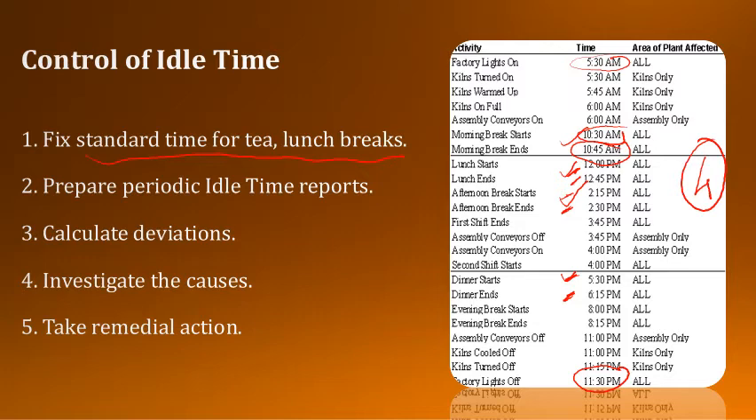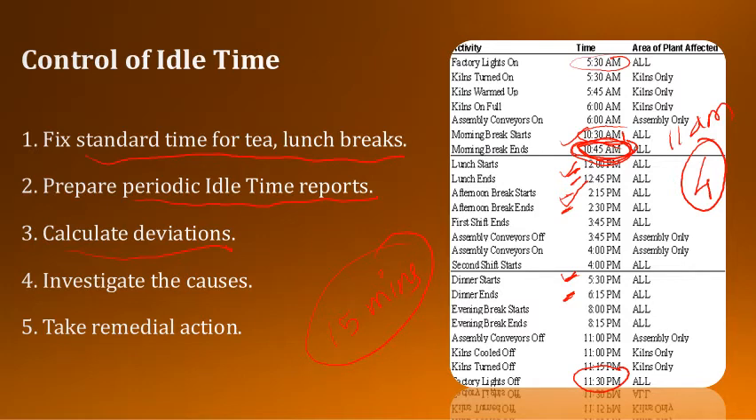So periodically the supervisors will prepare their idle time report, right? According to the time specified in this timetable or schedule, they will prepare the report and they will calculate the deviation. Suppose if one worker is supposed to join at 10:45 a.m. here after the break, but he joined at 11 a.m. That means there was 15 minutes idle time extra. He joined 15 minutes after, right, than other workers.